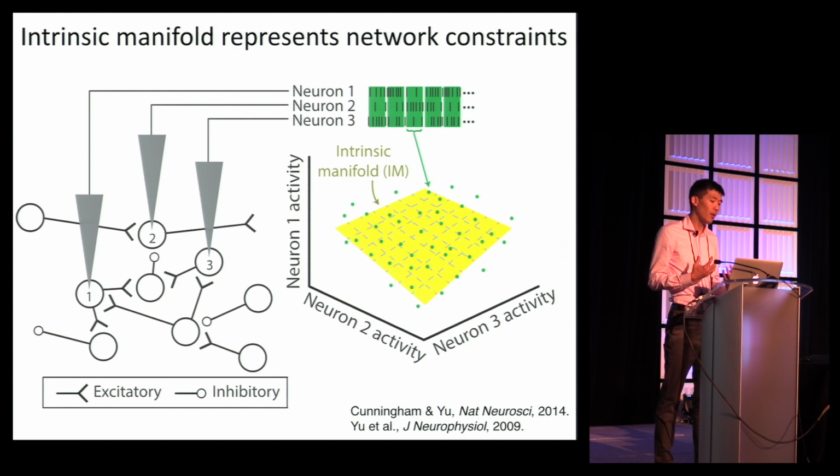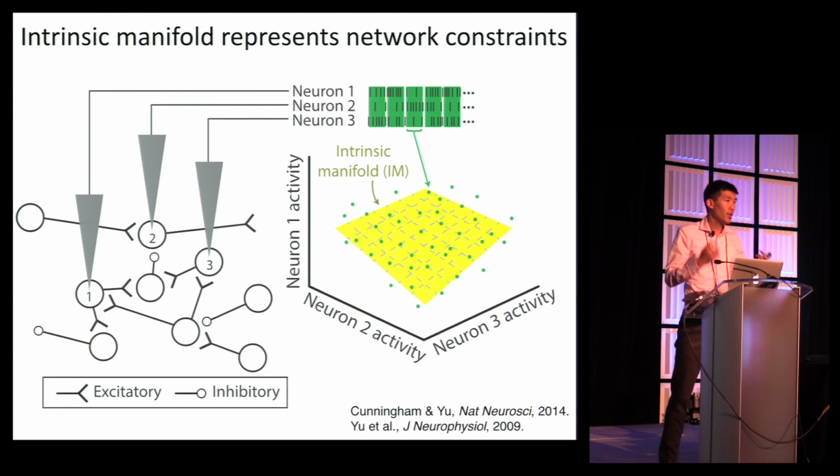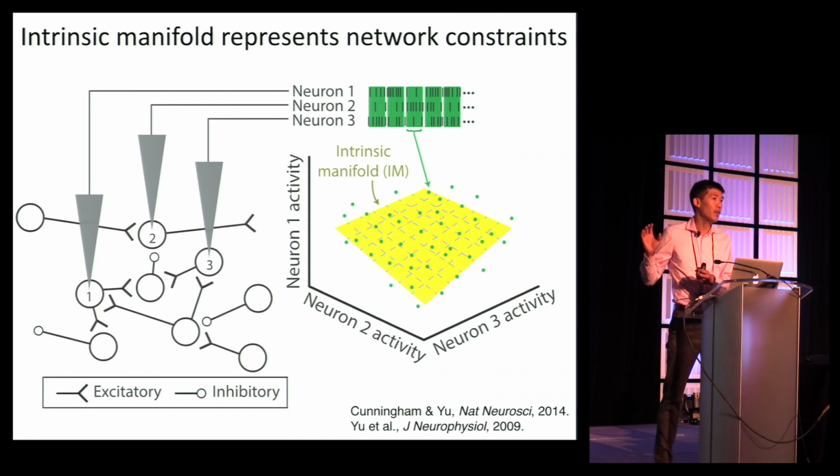For example, if neurons 1 and 2 anti-vary, due to the underlying network, then that will be reflected in the relationship here between neurons 1 and 2 in this intrinsic manifold. So this intrinsic manifold is a direct reflection of the pairwise correlations that lots of us measure here.